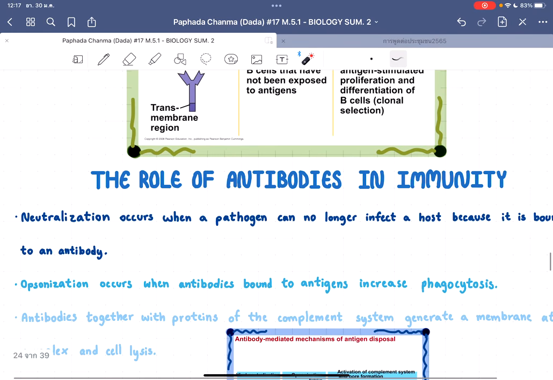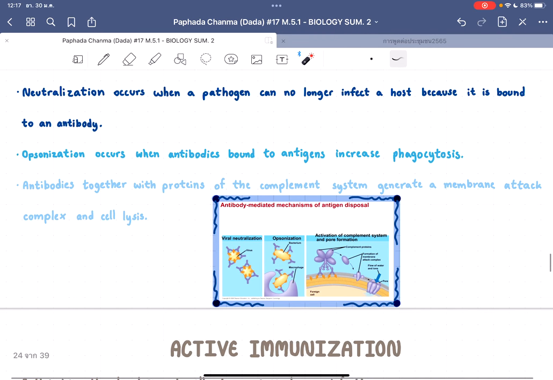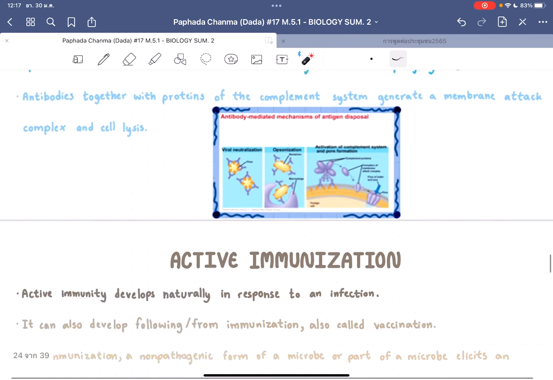The role of antibodies in immunity. Neutralization occurs when a pathogen can no longer infect a host because it is bound to an antibody. Opsonization occurs when antibodies bound to antigens increase phagocytosis. Antibodies together with proteins of the complement system generate a membrane attack complex and cell lysis.